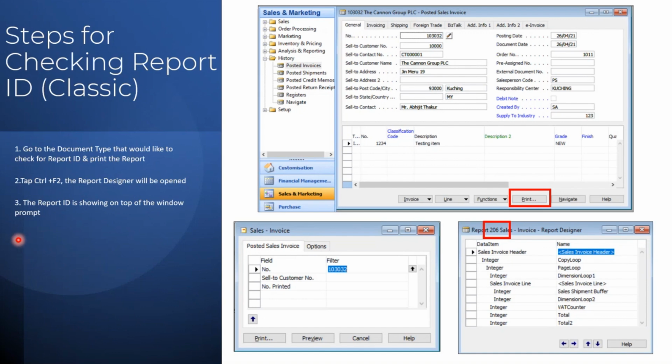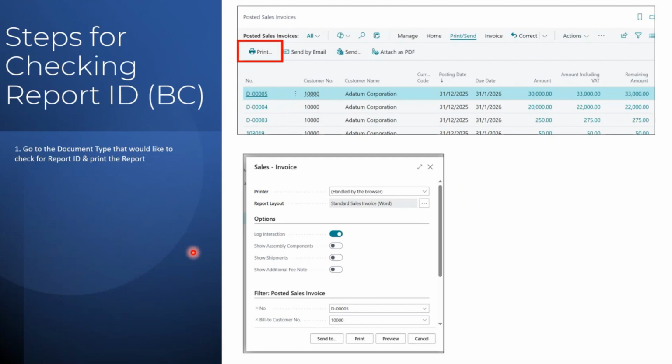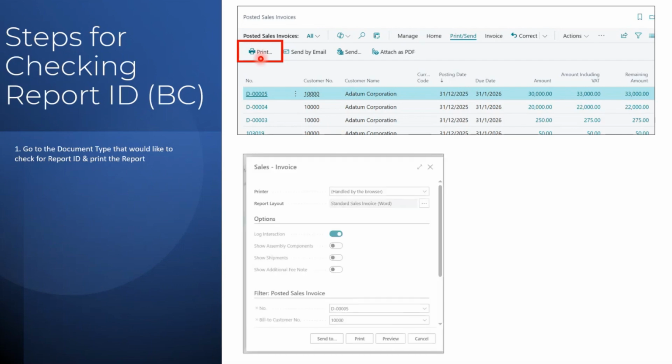Okay, Mr. Tony, you would like to know for the BC part. Okay, let's switch back to our BC part. So for the BC part, you will need to go to the listing that you would like to check the document type for. I'm taking the posted sales invoice as the example. You are on the list and there will be a button for the print. When you click on the print, it will prompt you another window, which is for the report filters, report options.